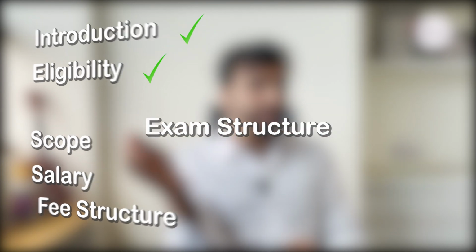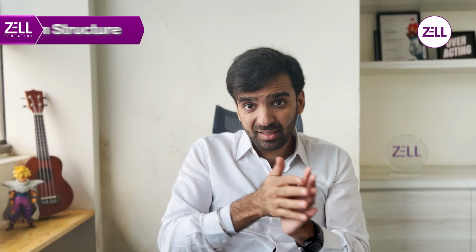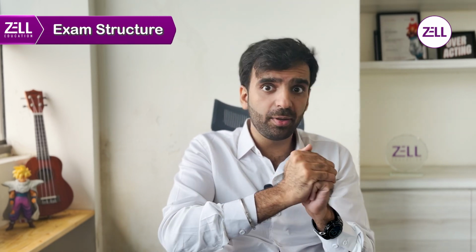Now, talking about the exam window, meaning when can you give the exam? CMA you can basically give in 3 parts of the year. First, anywhere between the months of January and February. Then anywhere between May and June. And then anywhere between September and October. There are centers across the country where you have to go and appear for these exams. All of these exams are computer based.